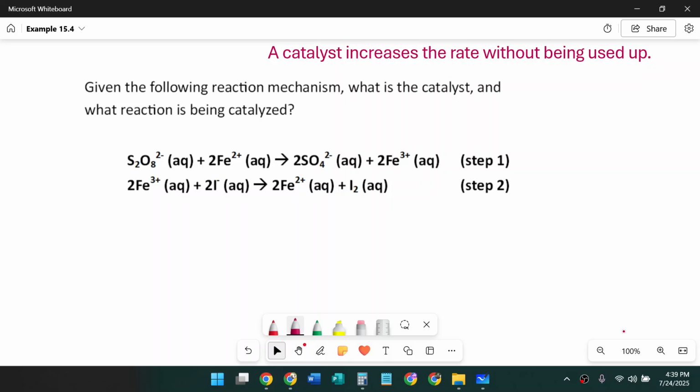This is example 15.4 from Discovering Design with Chemistry. Given the following reaction mechanism, what is the catalyst and what reaction is being catalyzed? So we have step 1 with a long reaction and then step 2 with a reaction.